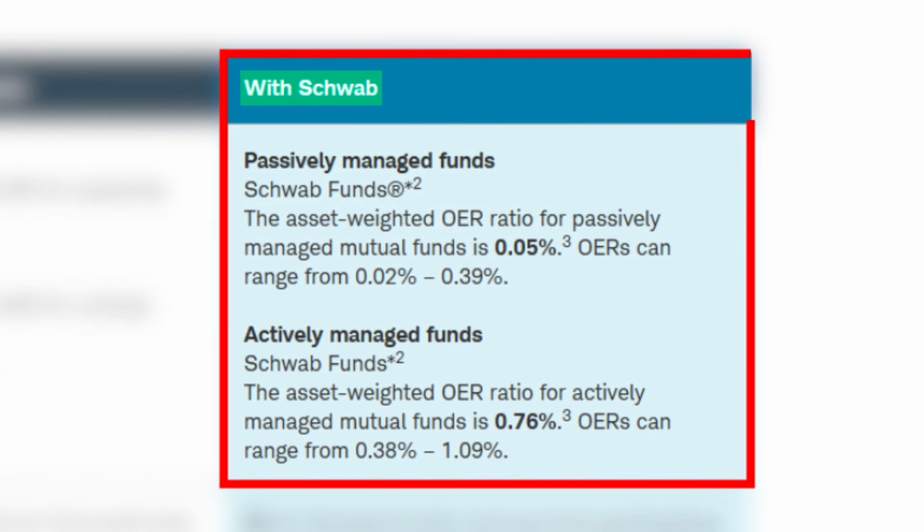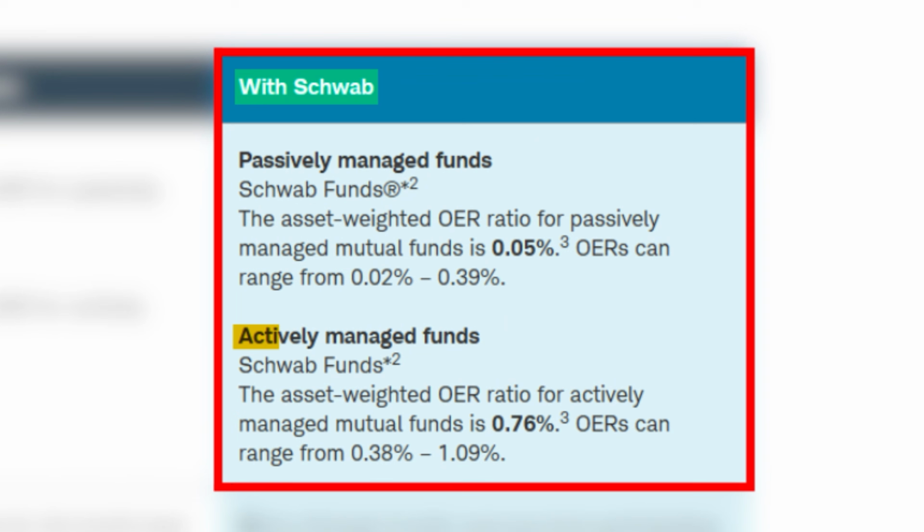Be aware though that most actively managed funds have over a 0.5% expense ratio, and Charles Schwab alone shows on their page that the difference between their actively managed funds and passively managed funds is 0.76% in expenses, compared to the index funds that are passively managed averaging 0.05%.